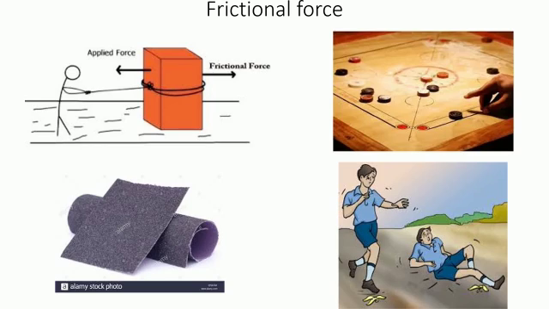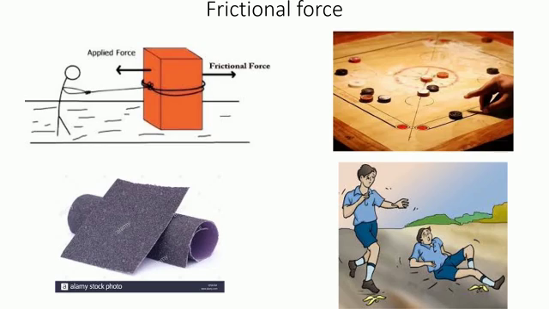Why does this happen? When two surfaces rub against each other, the force of friction comes into play. Force of friction always acts against the direction of motion. It is always acting in the opposite direction of the motion.